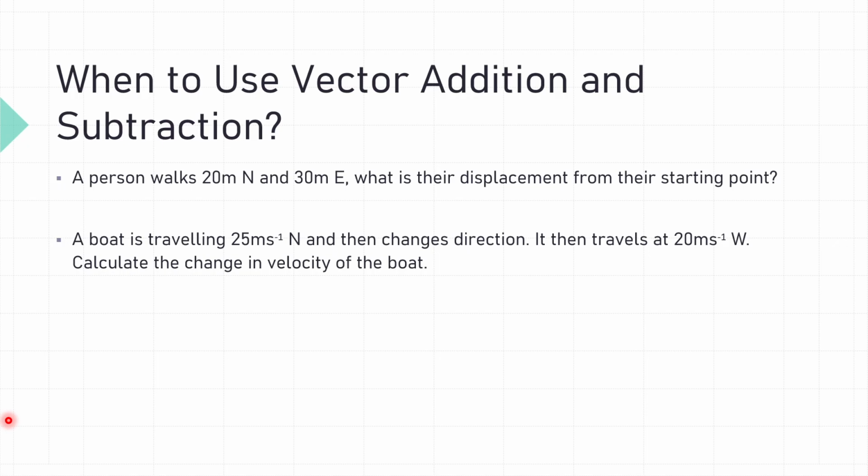So the question might be, when would it be appropriate to use vector addition and when would it be appropriate to use vector subtraction? I'm not going to be able to get through all of those examples in this video, especially considering that we haven't encountered all types of examples yet, but I do have 2 simple ones. First off, if I had a question like this, a person walking 20 meters north and 30 meters east, asking for their displacement from the starting point.